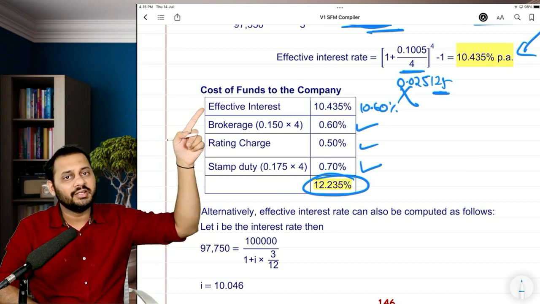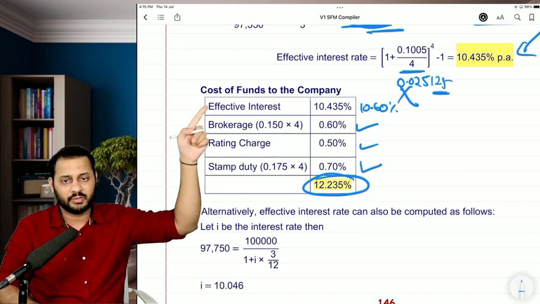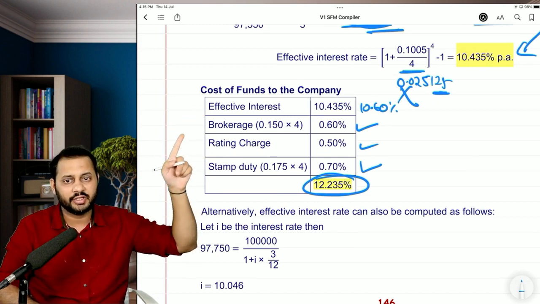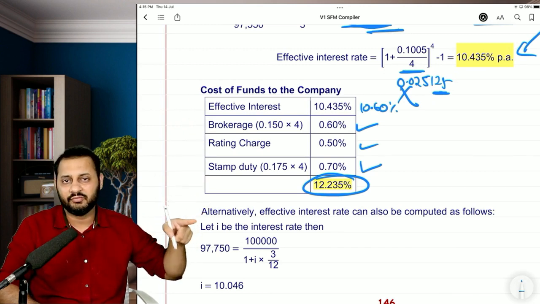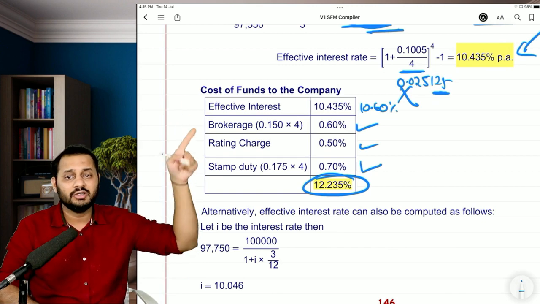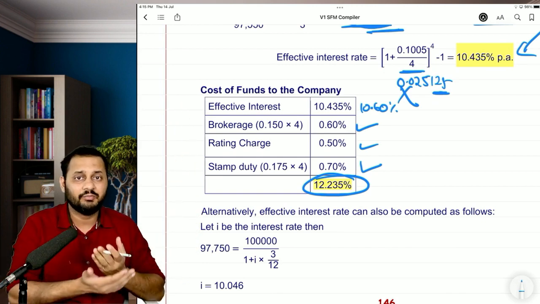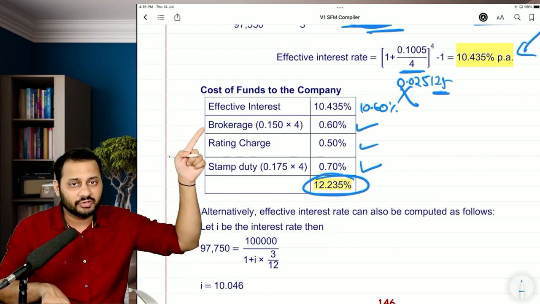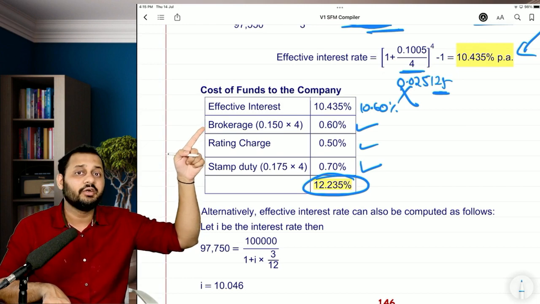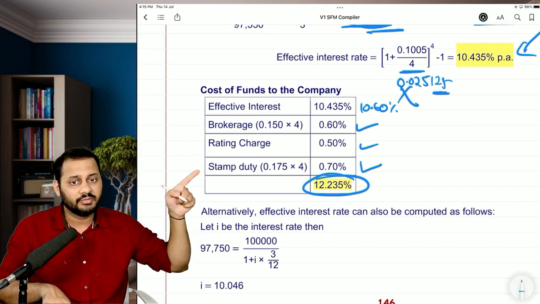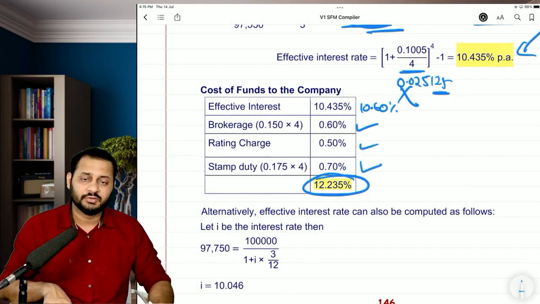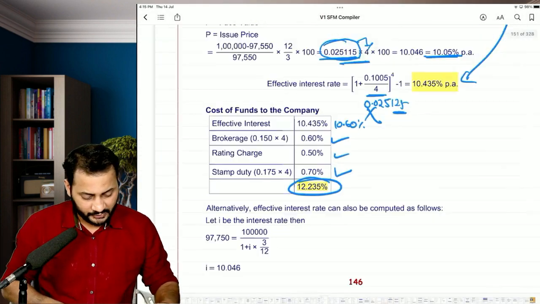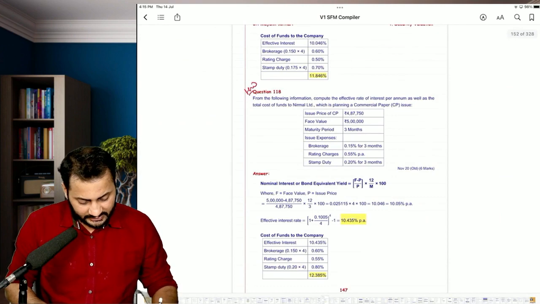This is only the interest cost of issuing the bond. But apart from the interest cost, they have to bear the brokerage, rating, stamp duty, etc. So you are going to add everything. But please make sure all the costs are on the same time basis. Brokerage was for 3 months, we converted it into 1 year. Stamp duty was for 3 months, we converted it into 1 year. So that's when we can add up. Okay. So question number 117 is complete.